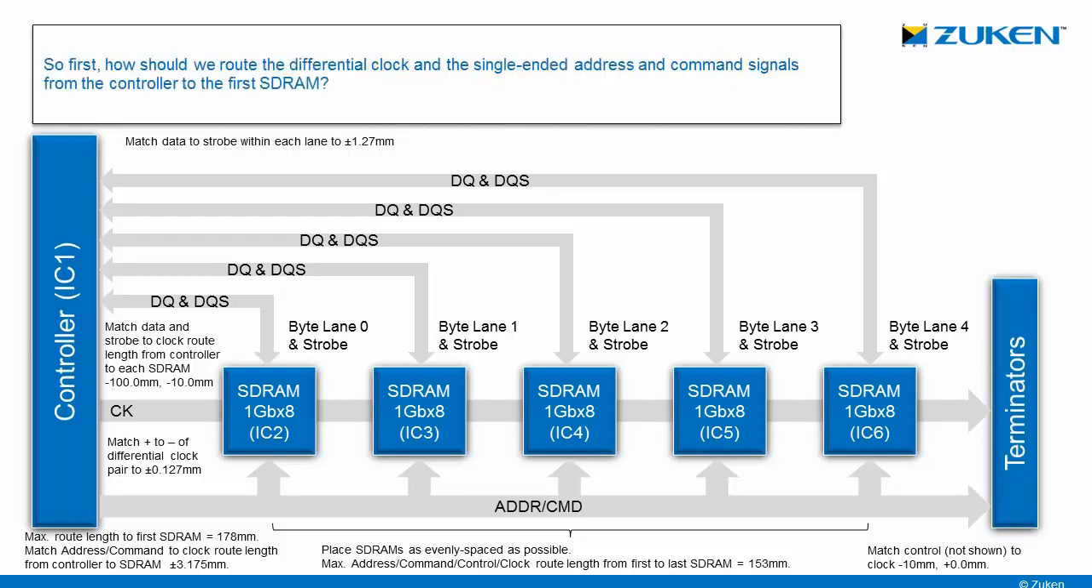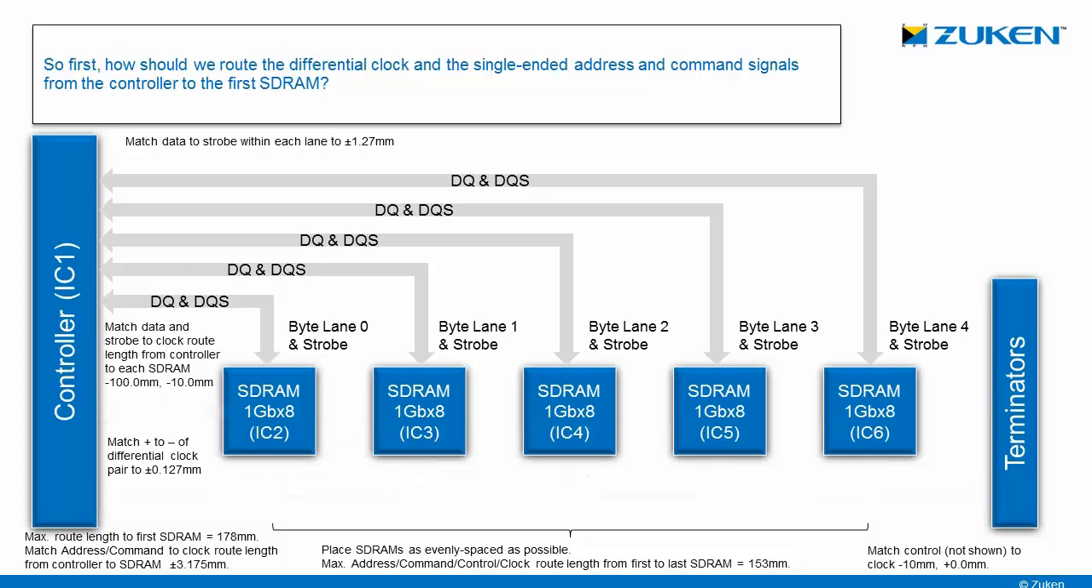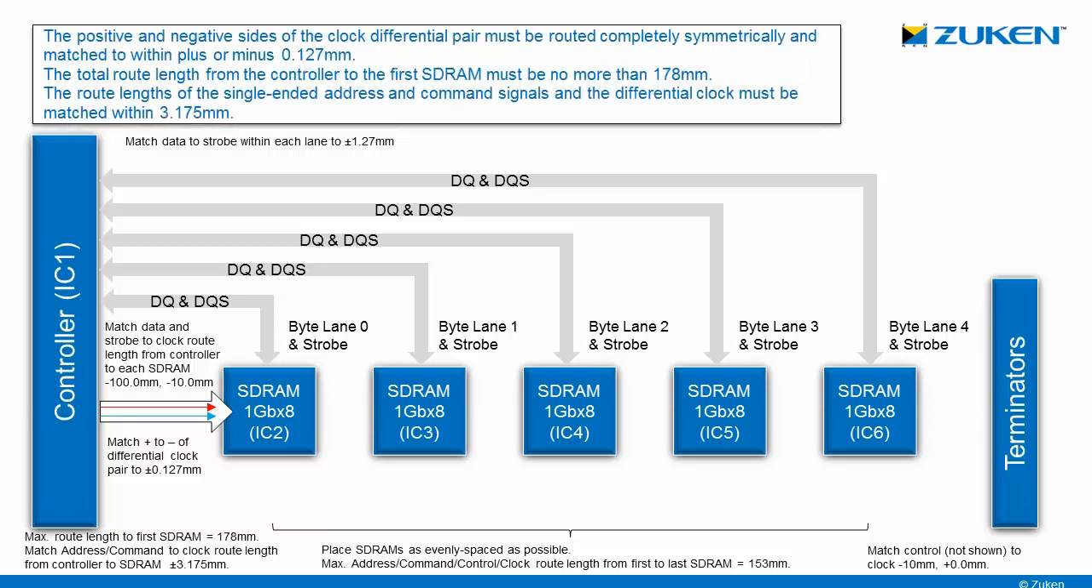So first, how should we route the differential clock and the single-ended address and command signals from the controller to the first SDRAM? The positive and negative sides of the clock differential pair must be routed completely symmetrically and matched to within plus or minus 0.127 millimeters. The total route length from the controller to the first SDRAM must be no more than 178 millimeters. The route lengths of the single-ended address and command signals and the differential clock must be matched within 3.175 millimeters.